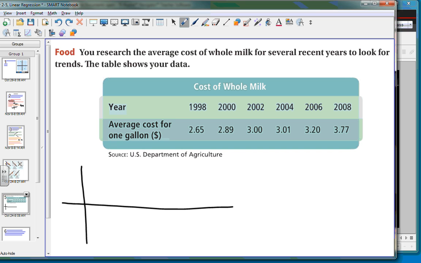Your year would be your x-axis. Your y would be your cost. Very good. Okay, well, where is the year 1998? Because if I have my units of increment 1, where's my year 1998?